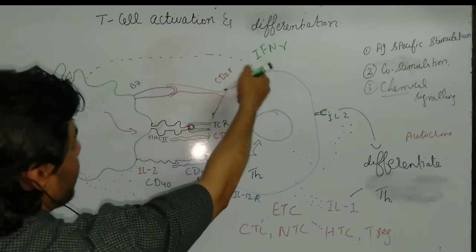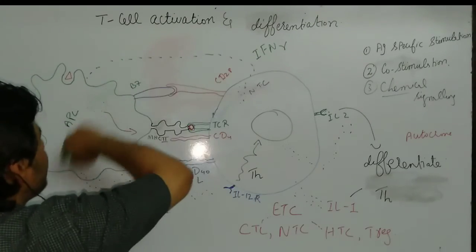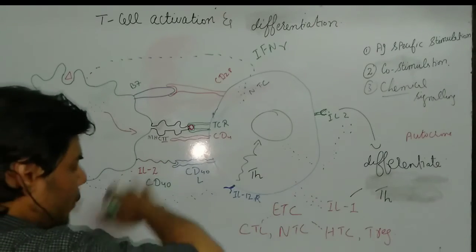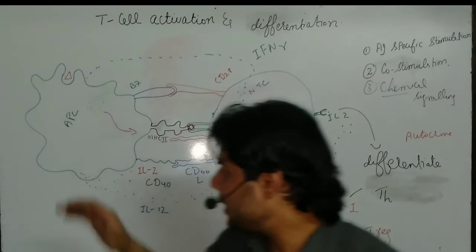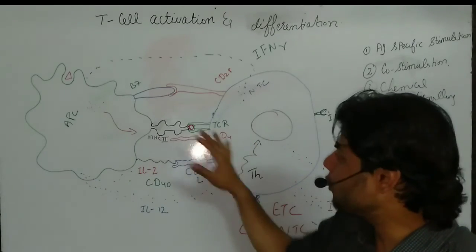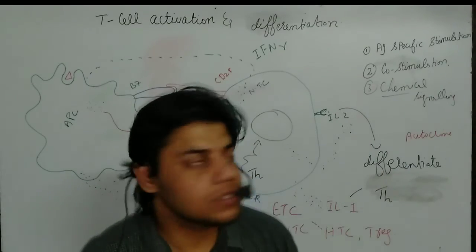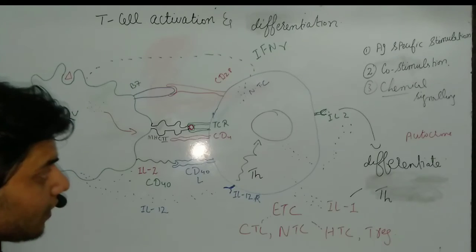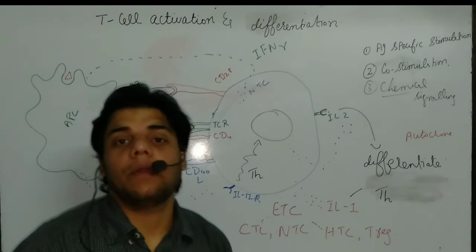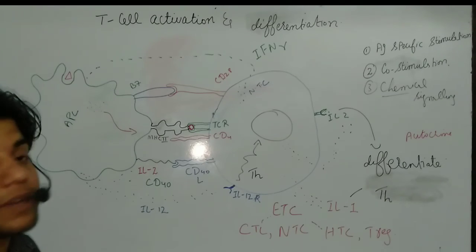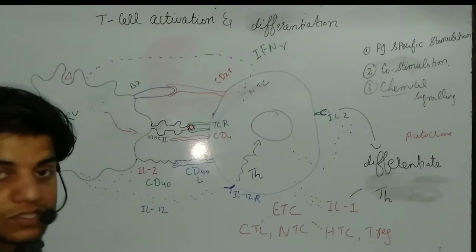Okay, so this interferon gamma, let me once again tell you, they will tell that I have received all the signals which are secreted by this antigen presenting cell, and now I'm activated and now I'm ready to perform my job. This is all about the interferon gamma. So after that the cell will be activated and then they will perform their function. So this is all about the T cell activation and their differentiation.